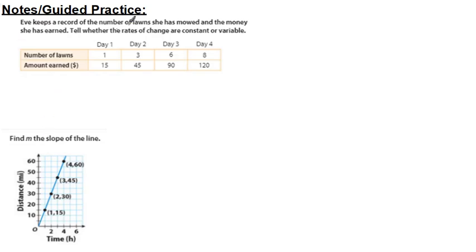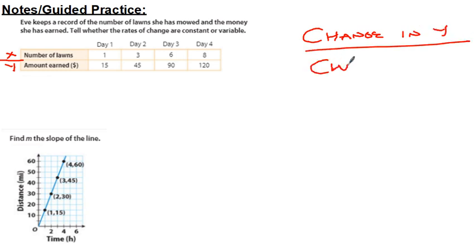Eve keeps record of the number of lawns she has mowed and the money she has earned. Tell whether the rates of change are constant or variable. So here's what we need to do. We need to find out the rate of change. The way we find the rate of change is we find the change in my x values and my change in my y values. So rate of change is the change in y divided by the change in x. Change in y over change in x.